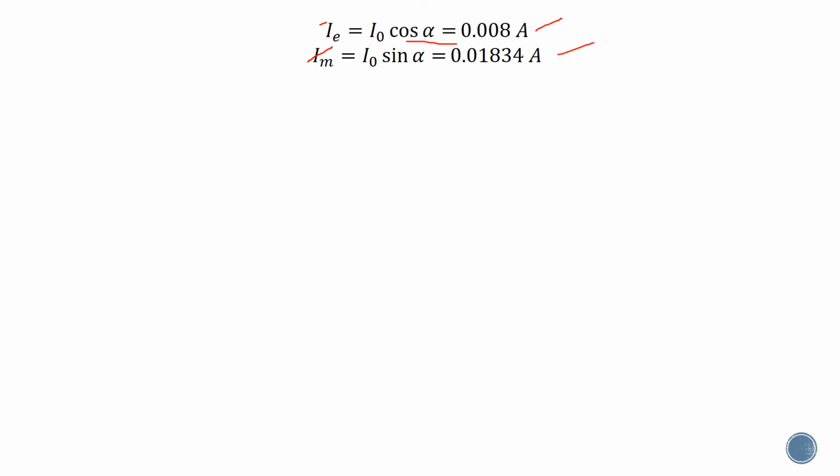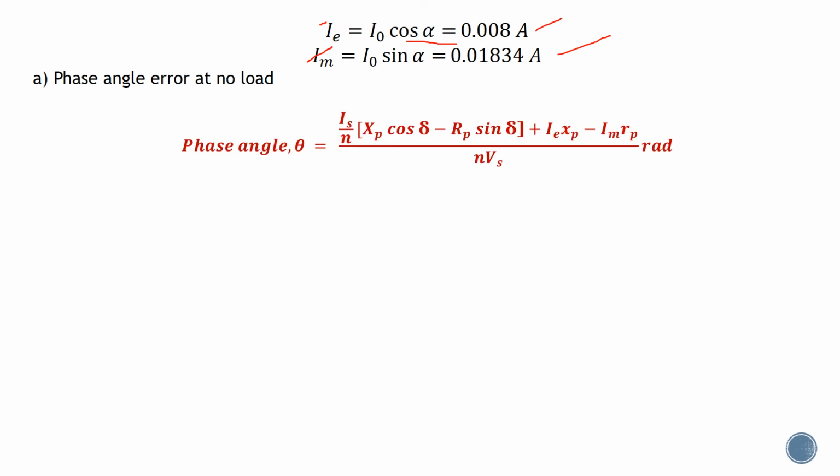Now we will solve the first part of the question, that is, you have to calculate the phase angle error at no load. Writing the formula of phase angle, remember there are two formulas, but we will be using the one referred to the primary side, as we are given the total equivalent reactance of the primary side. Also, in the question it is mentioned that at no load, that means the secondary side is open, and therefore the secondary current will be equal to 0.